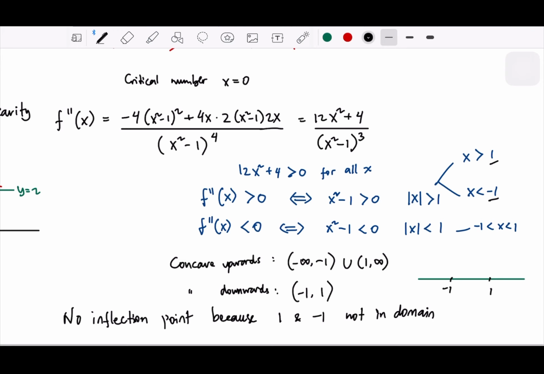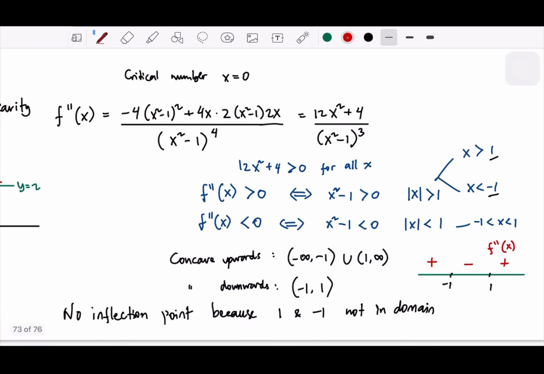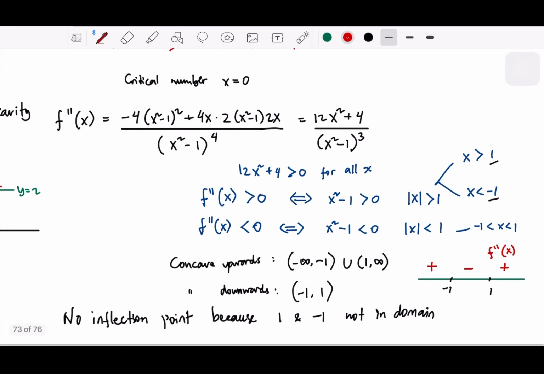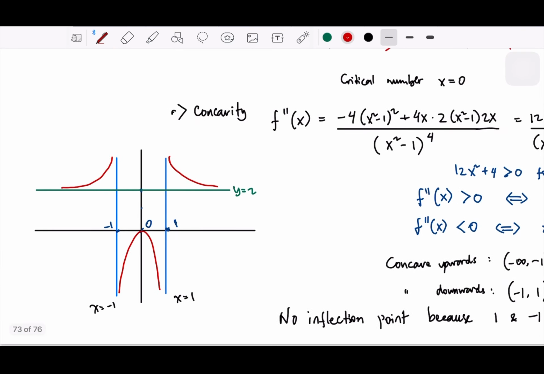We will have downwards here and upwards here. So this is f double prime. Don't mix up: this is f prime and this is f double prime. Don't mix up concavity and increasing, decreasing. And then next, we are going to input all the information we have.